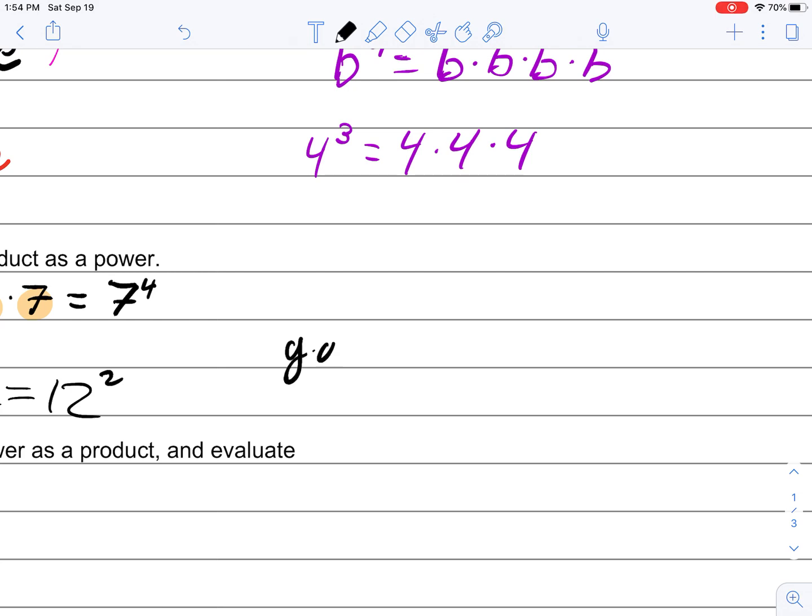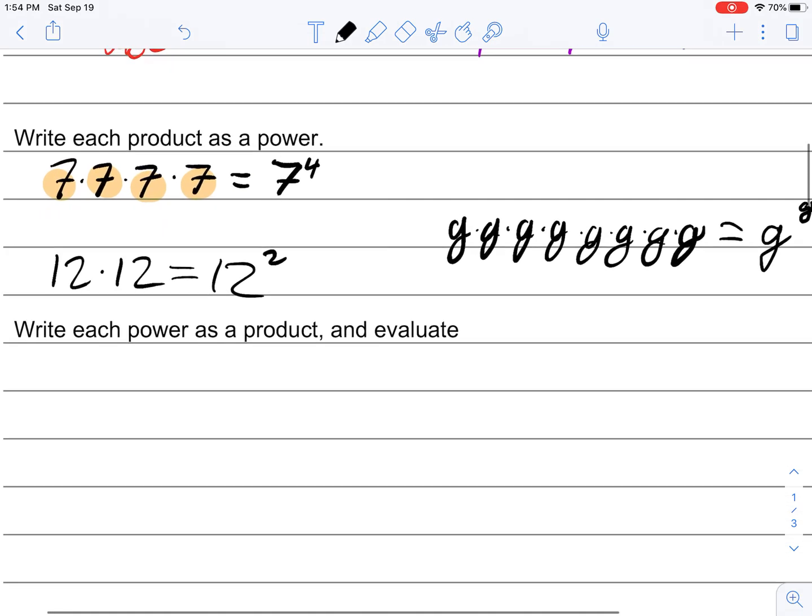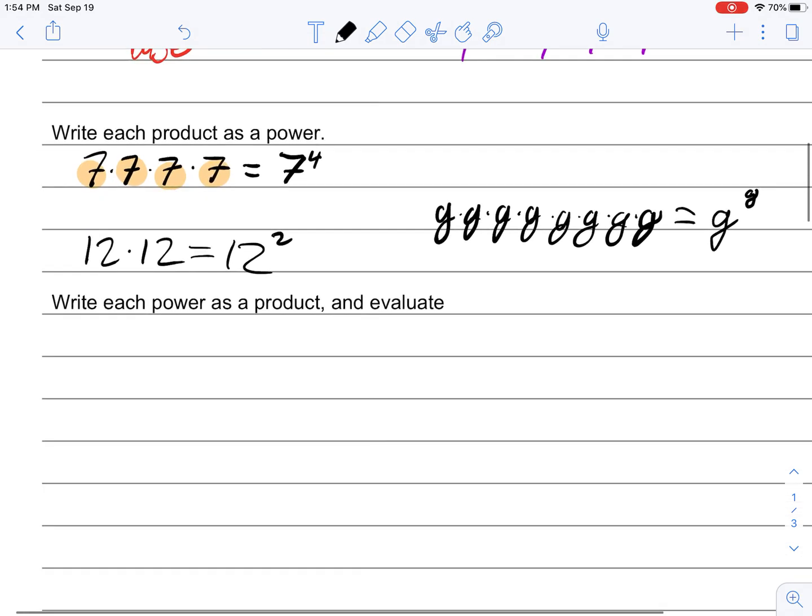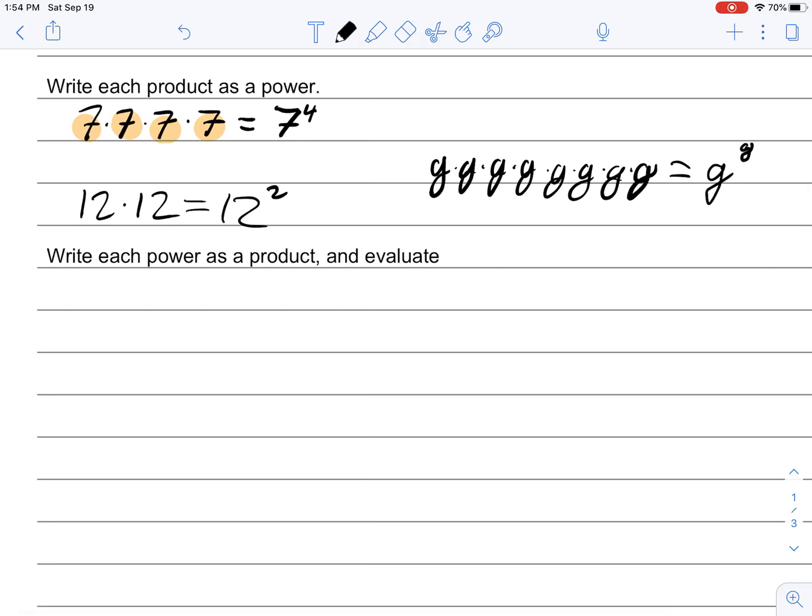I could even do it with letters. I could say G times G times G times G times G times G times G times G. Okay? In this case, I would say that my base is the variable G. And if I count how many G's there are, I see there's 8. So this would be G to the 8th power. I can also do this the opposite direction. I can write each power as a product and solve them, or evaluate.